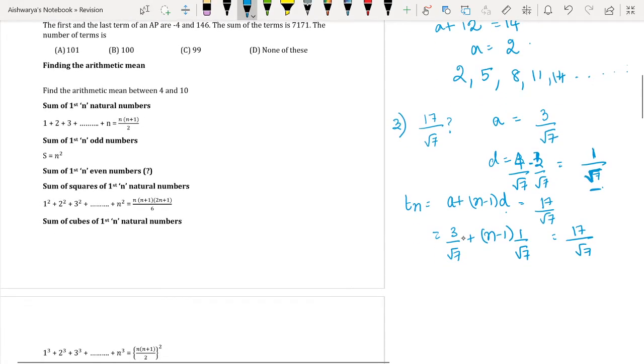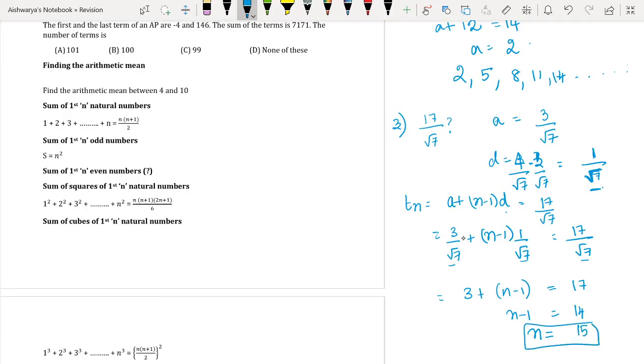Now here, root 7 is common in both places. We can cancel it. So it becomes 3 plus n minus 1 is equal to 17. So n minus 1 is equal to 17 minus 3, which is 14. n is equal to 14 plus 1, 15. So the 15th term of the AP is 17 by root 7. Are we clear?